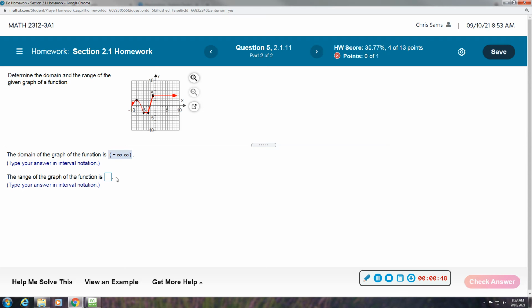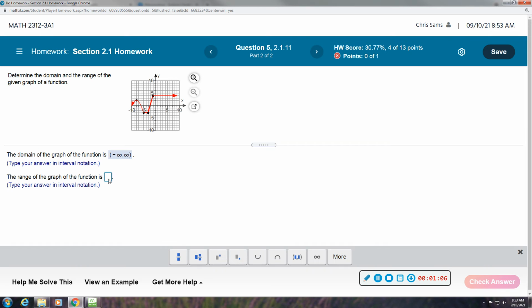Now when we do the range, we want to know the lowest point, how far down, and the highest point. So again, this graph arrowhead is going downward as it goes to the left, indicating that it will continue going down toward negative infinity in the y direction. And then going to the right, this arrow stops going up.